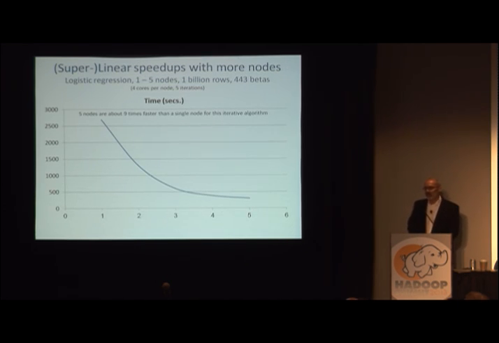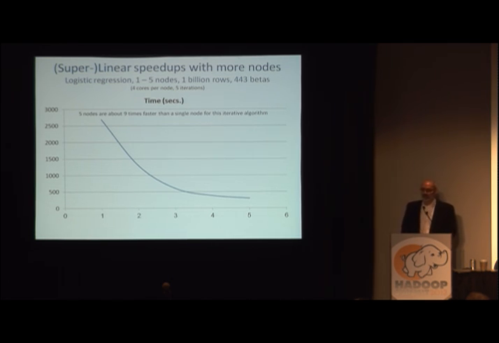In the next chart, we have an interesting situation where we're looking at a logistic regression model that we're building over, again, 1 billion rows of data, 443 parameters, but now we're looking at the scalability not in terms of the data size, but in terms of the number of nodes. And here we see a very interesting effect where we're actually seeing superlinear speedup as we go to more nodes. As we go from 1 node to 5 nodes, we're actually seeing that 5 nodes run 9 times faster than one node, rather than just 5 times faster, which is quite impressive and surprising.